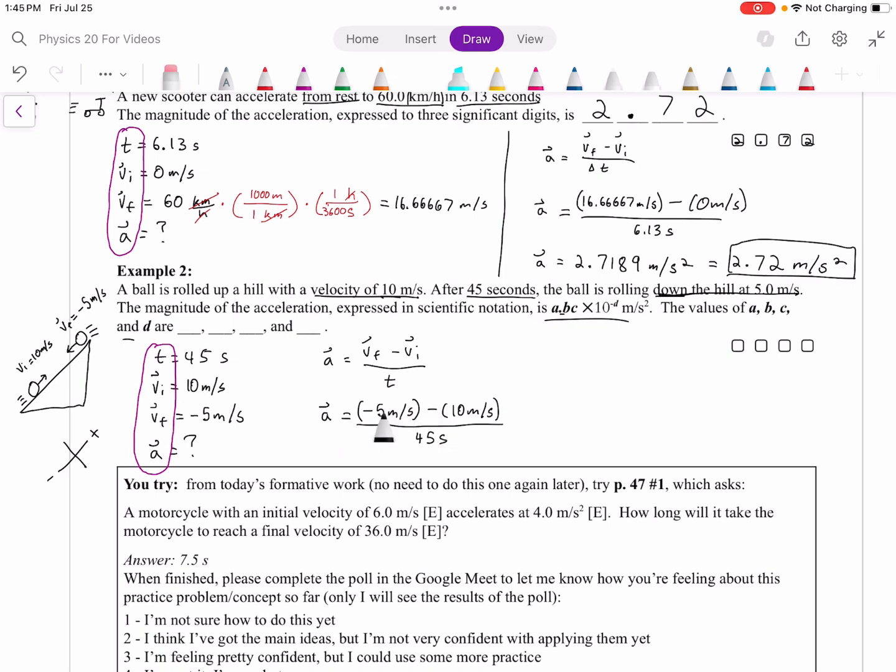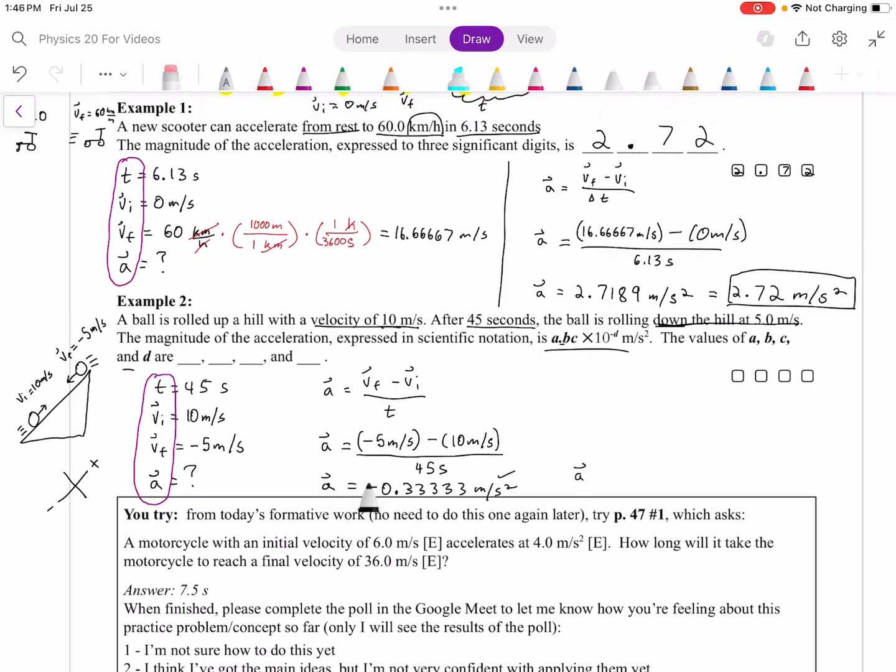So see what I mean? If we had missed that they were in opposite directions, we'd get the wrong answer, right? Because 5 minus 10 is not the same as -5 minus 10. So doing -5 minus 10 divided by 45, I'm getting that the acceleration is negative 0.33333 meters per second squared. Okay, so we got our answer.